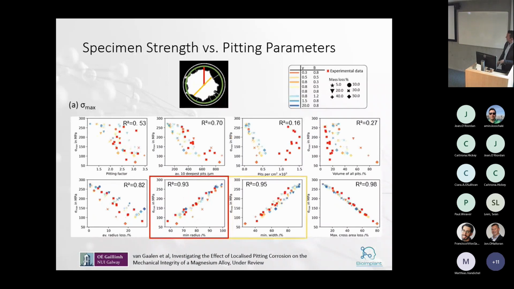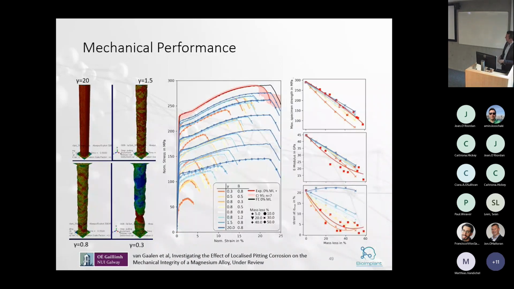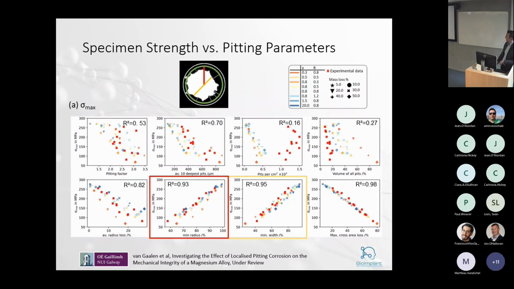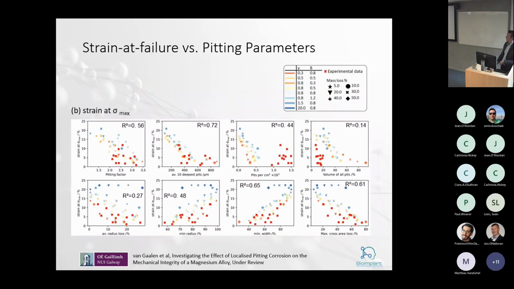And I guess in particular, let me just go back, say with even just a small reduction in mass loss. So if you get a mass loss here of 10%, you get a drop off in mechanical properties substantially. So anything that can delay that initial mass loss will extend the time frame of your magnesium specimen that's implanted. So that becomes very important.